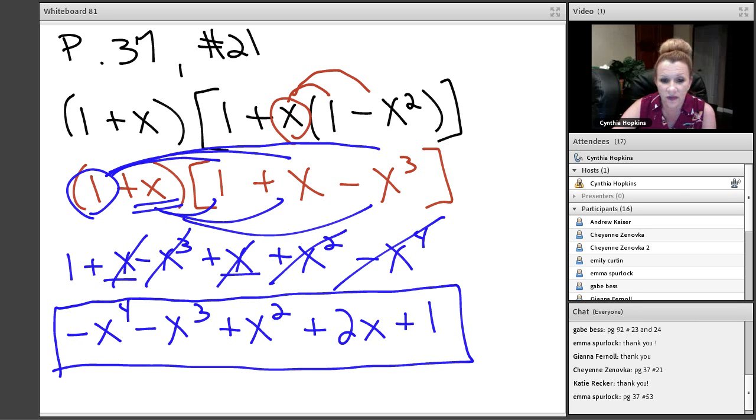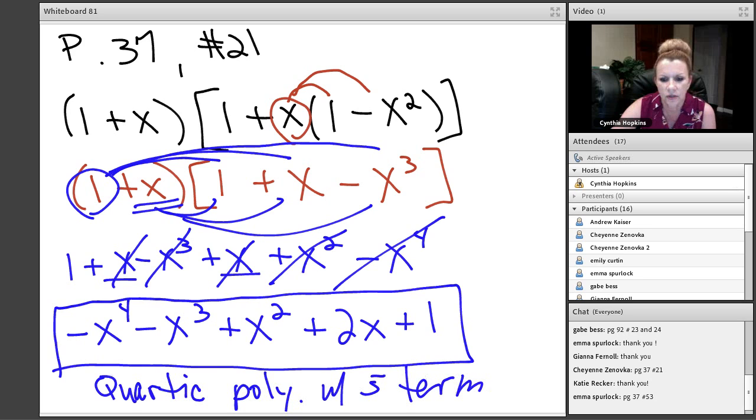And then you should try to give this a name. Let's see, there's 1, 2, 3, 4, 5 terms. So this is a quartic, because the degree is 4, polynomial with 5 terms. A quartic polynomial with 5 terms. That's how you name it. Okay. All right. Let's see. That was for Cheyenne. I hope that was helpful.